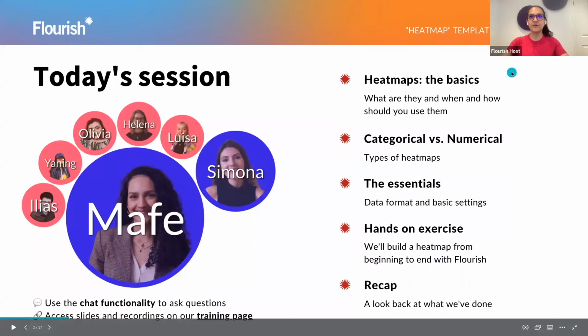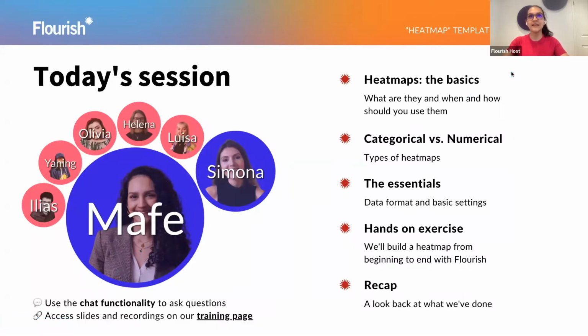And this is just a bit of the program for today. It's going to be the basics of heat maps, what are they good for and how to use them. I'm going to go over the differences between the categorical and numerical heat maps. Then I'll be covering the essentials, so what you need to build your heat maps with Flourish specifically. And then I'll be working on a hands-on exercise where I'll build a heat map from beginning to end and share some useful tricks and tips for you in your data visualization process with heat maps, and just a quick recap to go over all the bits and bobs that we'll be covering today.